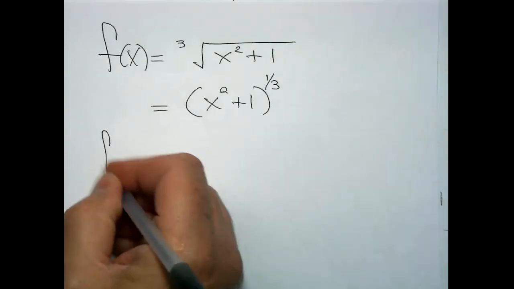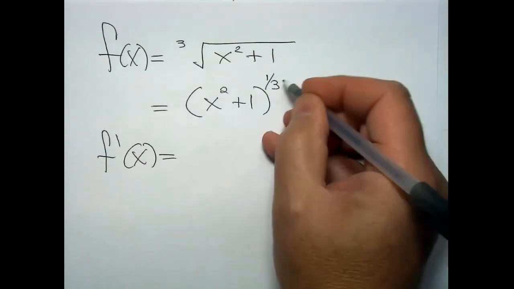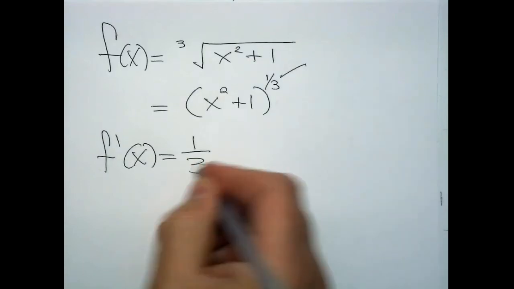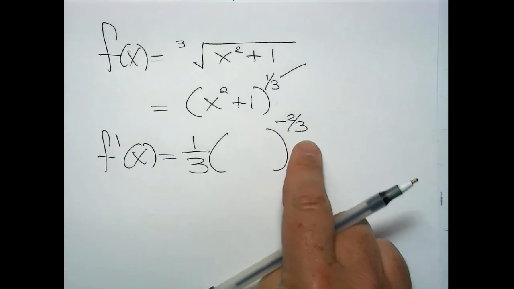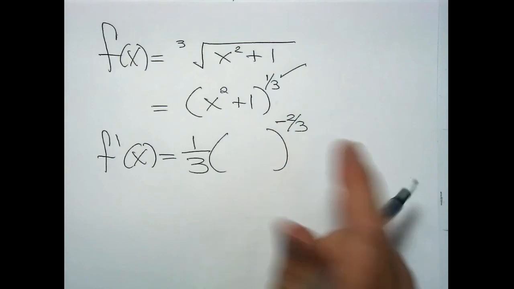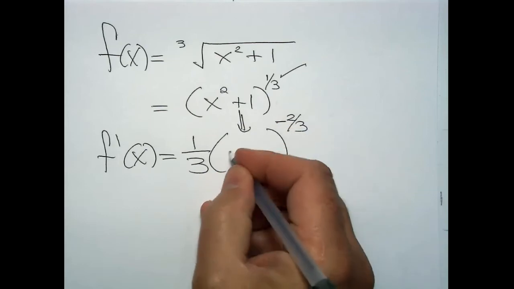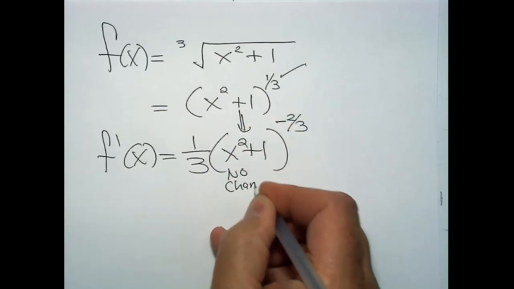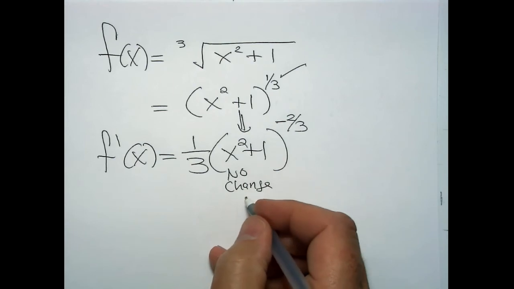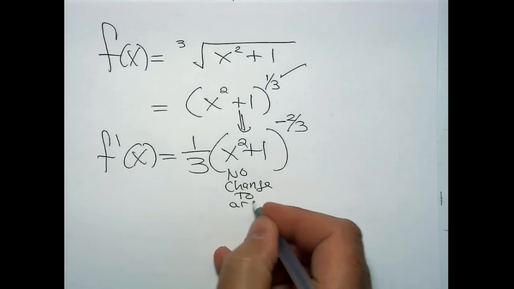But do this one first, and I like to check these off. So let's do f prime. Check off the 1/3. The 1/3 drops down. Parentheses, deduct 1 from the exponent. And that's how you deduct 1 from the exponent, minus 1. Oh, remember this. I say it often. No change to the argument, please. If you make a change here, it's going too fast. It's not supposed to change.